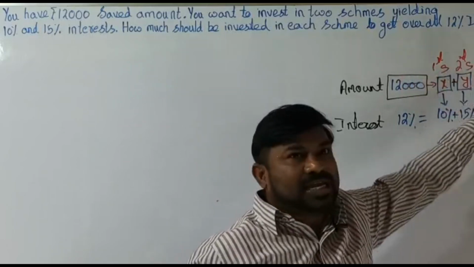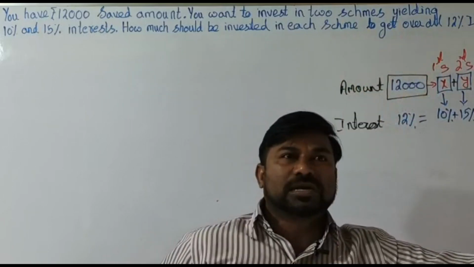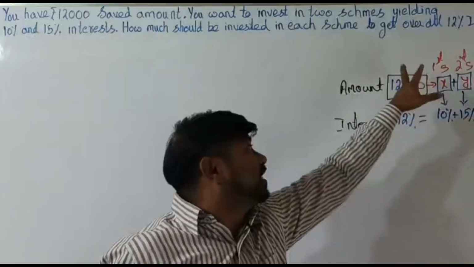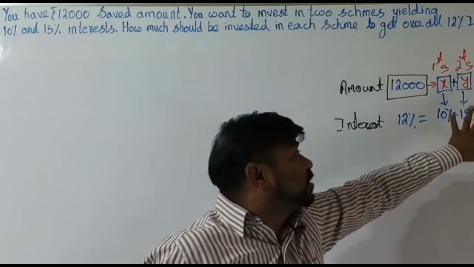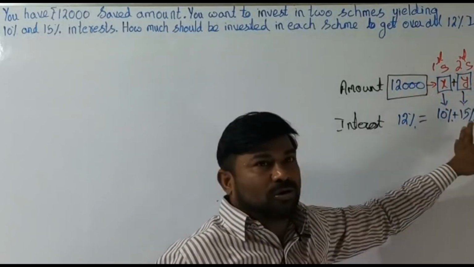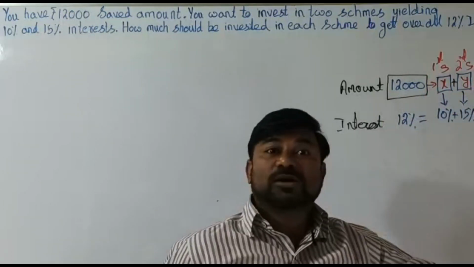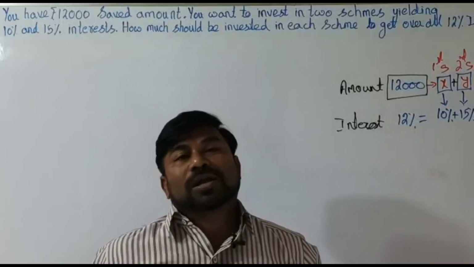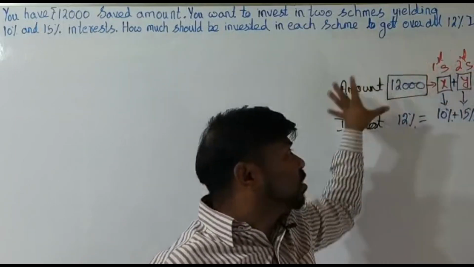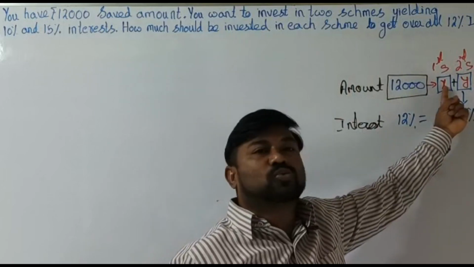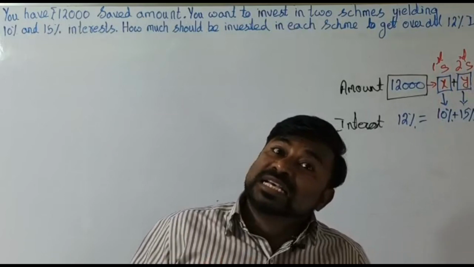But if you don't invest separately, and you invest the total money in a single scheme, some other scheme, it is giving an interest of 12%. Altogether, 10% and 15% equals, that's what he says, 12%. So these are the two relations he has given. Based upon these two relations, we are supposed to find the investment in the first scheme and the investment in the second scheme.